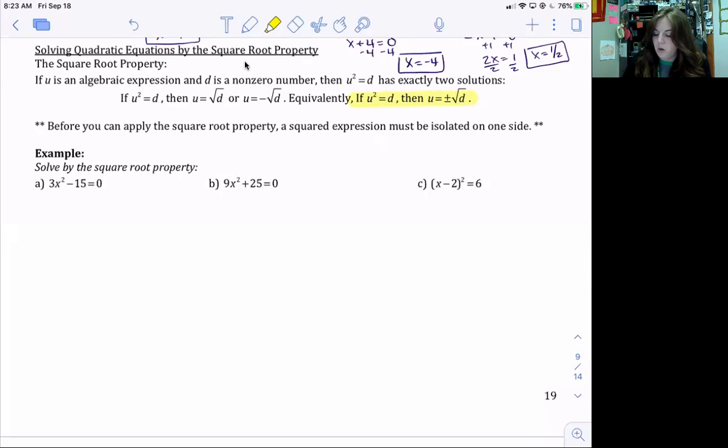Also, we want to make sure we always isolate the squared expression on one side of the equation. So that could be x squared, or that could be the quantity of x plus 4 squared, either way.